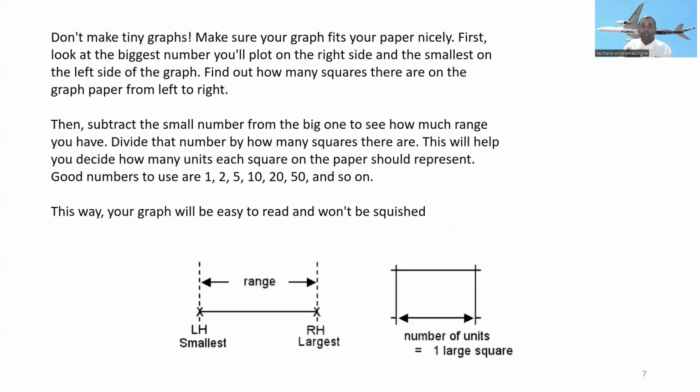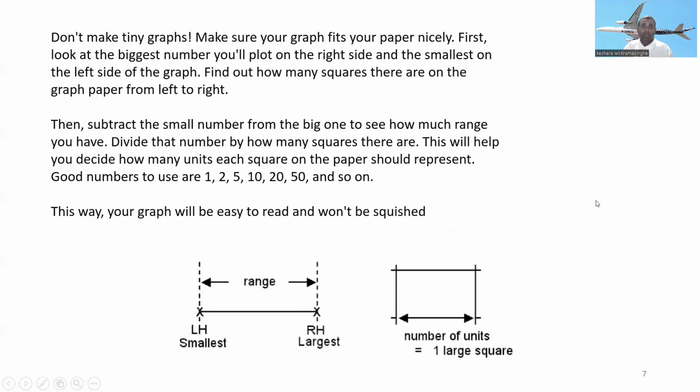Divide that number by how many squares there are, and this will help you decide how many units each square on the paper should represent. Good numbers to use are 1, 2, 5, 10, 20, 50. This way your graph will be easy to read and won't be squished. In the example, we have the smallest on the left, the largest on the right, and the number of units equals 1 large square.